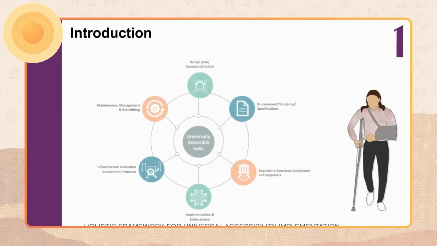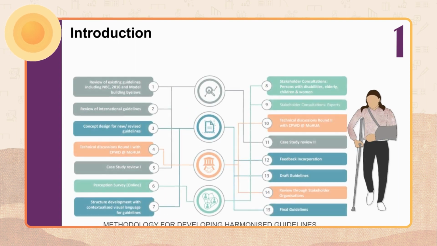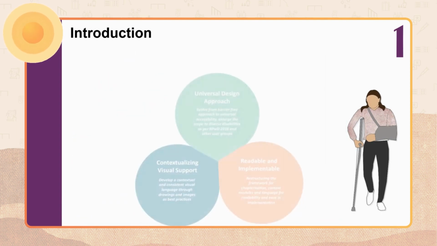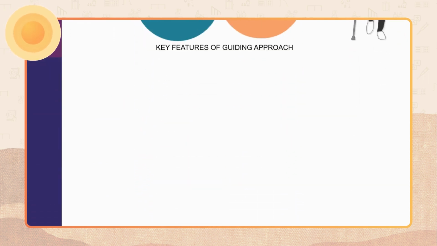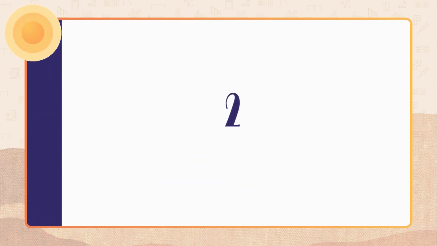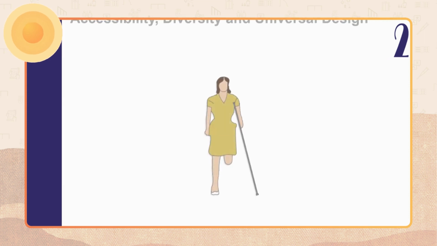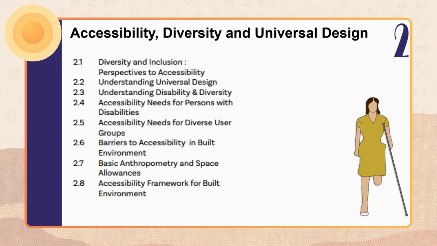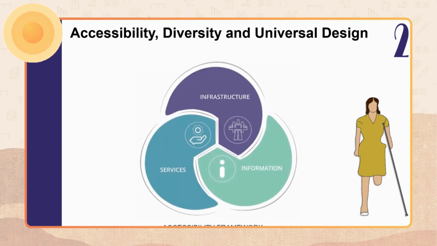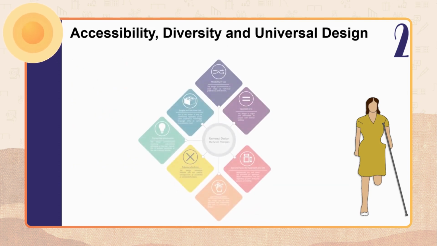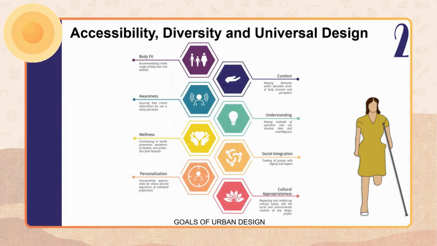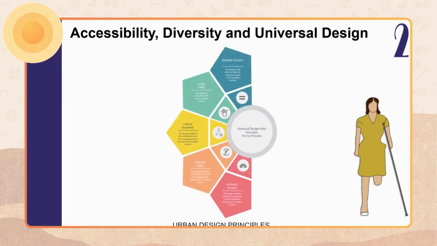Section 1 introduces the reader to the overall framework, methodology, stakeholders for whom the guidebook will be useful, key features of guiding approach, and so on. Section 2 sheds light on the concepts of accessibility, diversity, and universal design and takes you through the accessibility framework, the 7 principles of universal design, 8 goals, and Universal Design India principles that brings an understanding of contextual interventions.